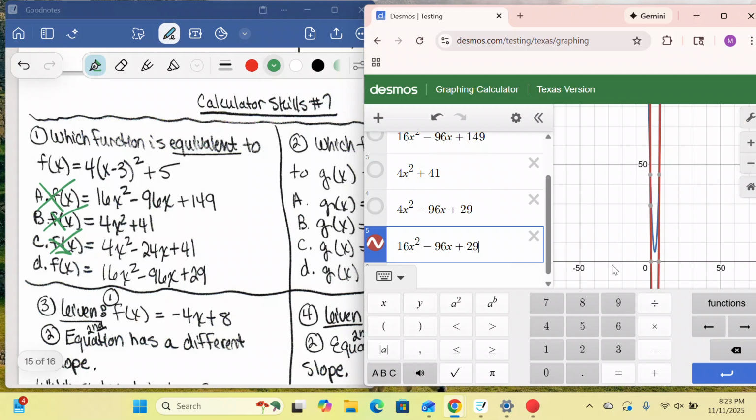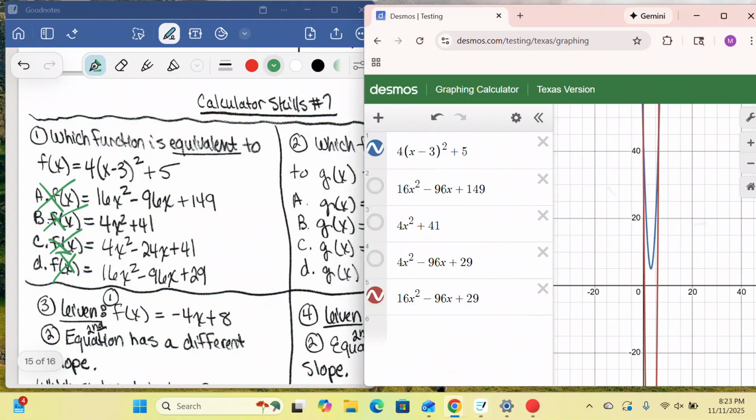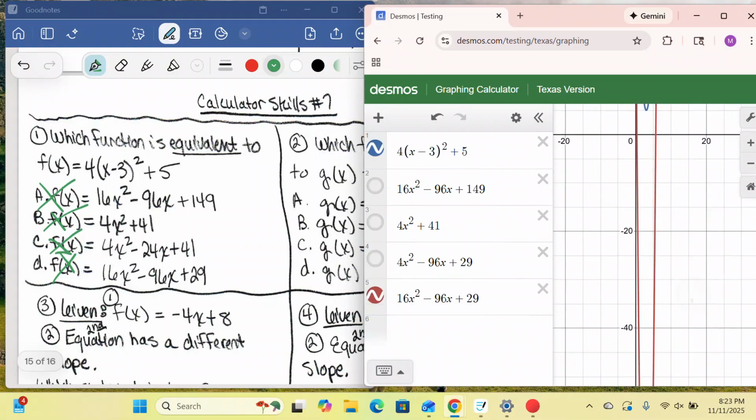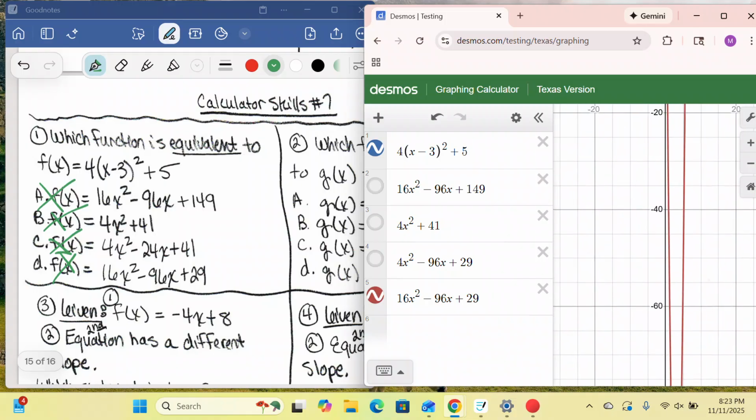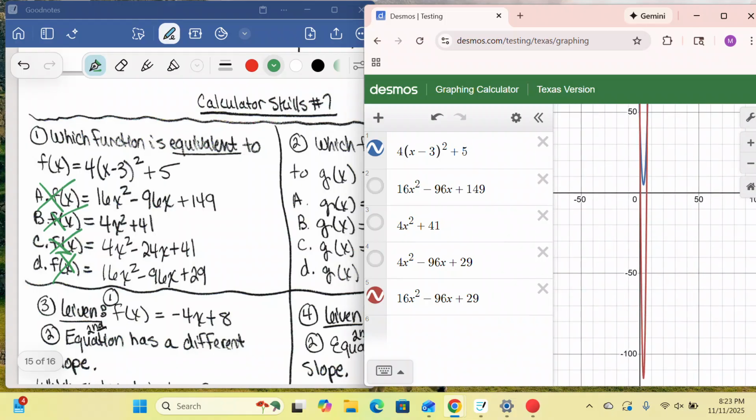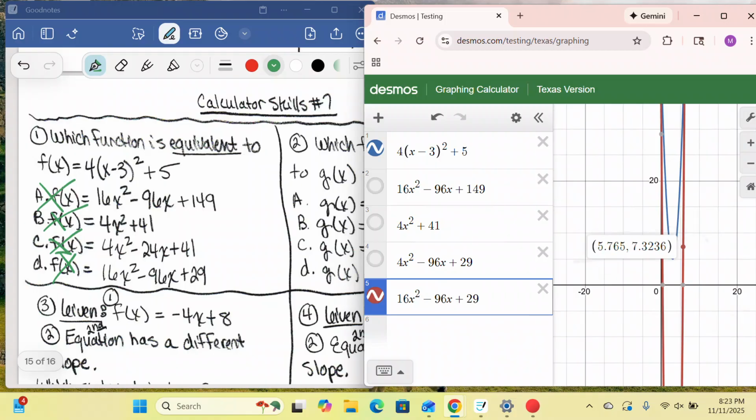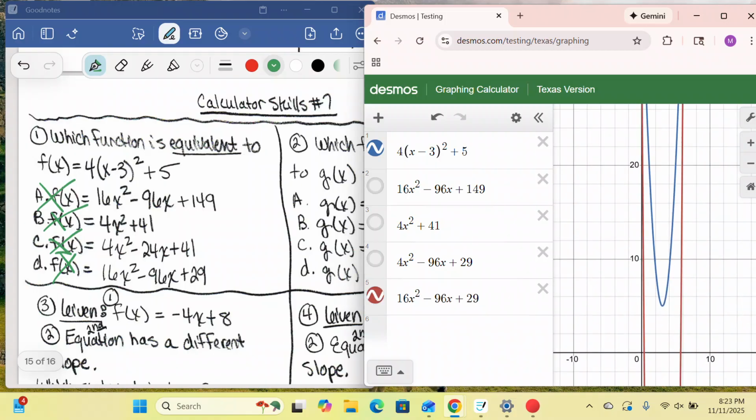So at this point, I have either done something wrong, or there is no correct answer choice. That's the reason why I leave everything there. So I need to double check everything to make sure it is correct. I go back to my blue one, way up there. I have my blue one, I have my red one, and I make sure my decimals are right. I inputted 16x squared minus 96x plus 29. That is correct. That's not a correct one.